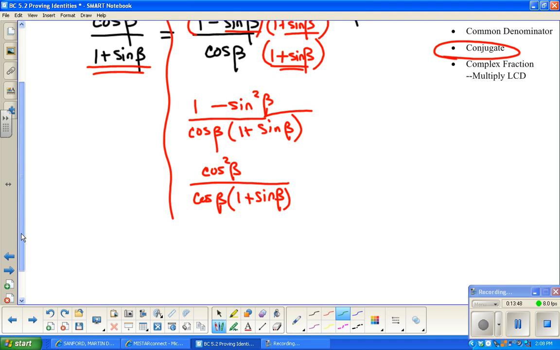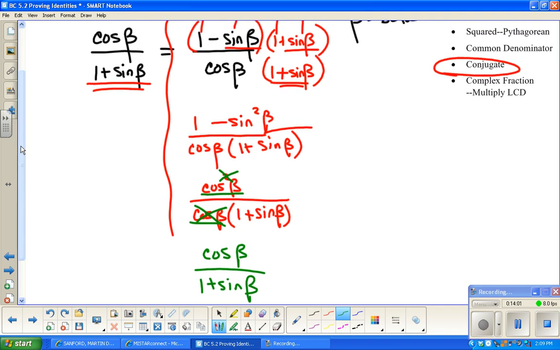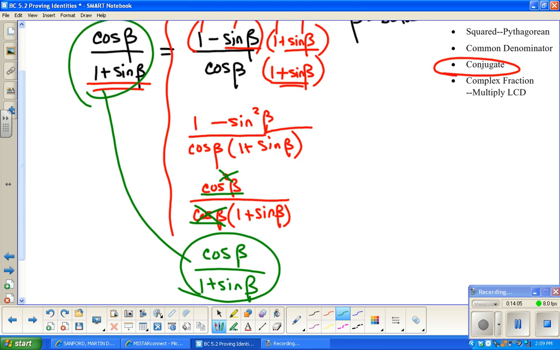Okay? Notice there's a common factor now. There are 2 of those up here and 1 of those down here. It cancels out or divides out. 1 plus sine beta. Okay, what's left? What else do I have to do? Well, I just need to say, hey, look, they match. Woohoo! Okay, so I'm good. All right, sounds exciting to me.